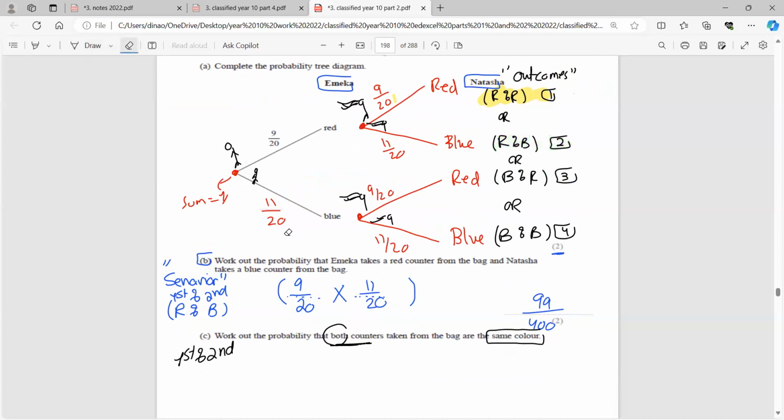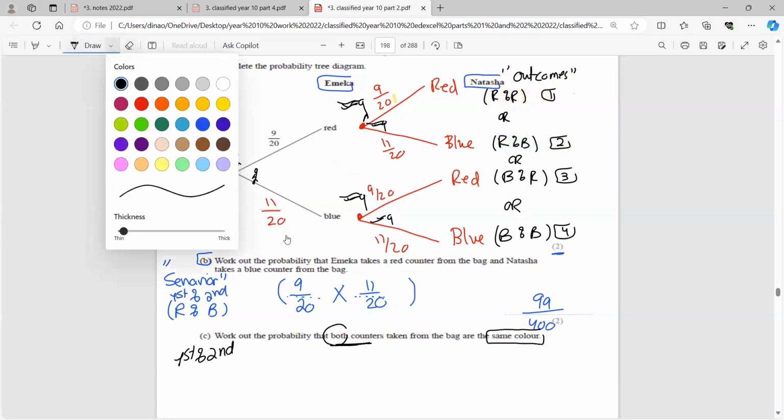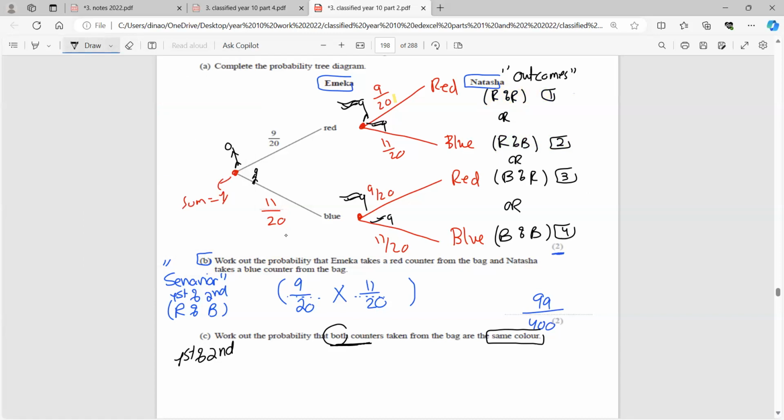Now, from the tree, which options have the same color? From the tree. Again, why do I explain here in such detail? Because of word problems. Which options have the same color? These: blue, blue, red, red. So I have 2 options.